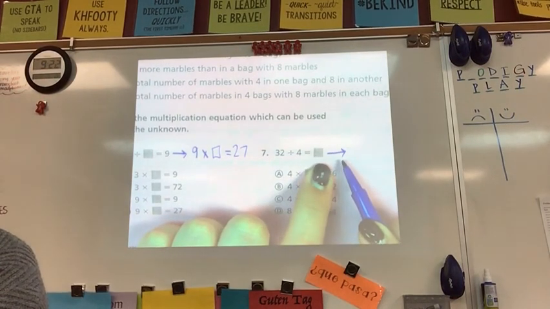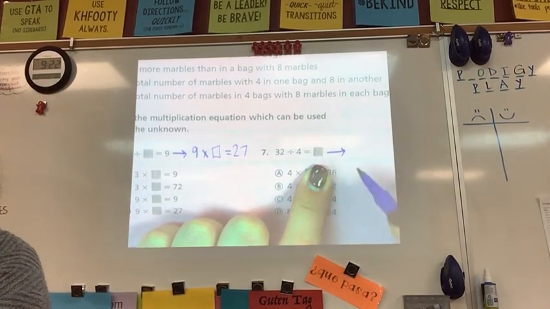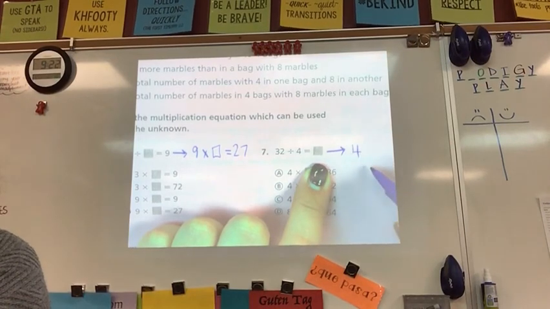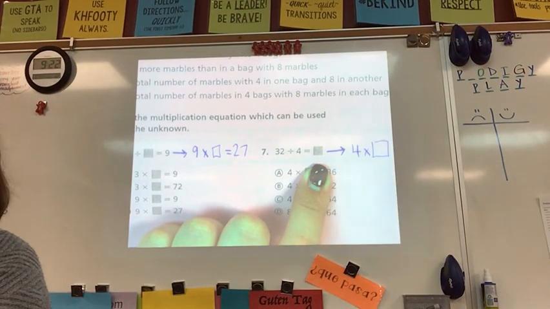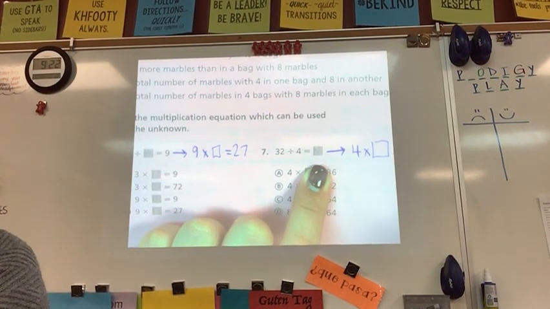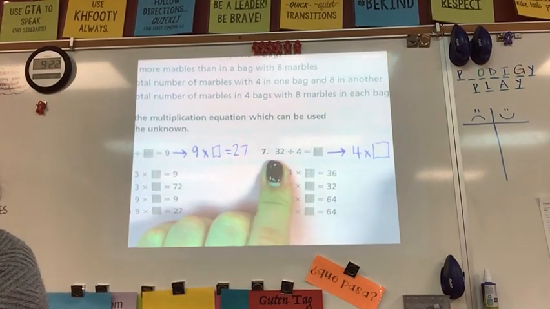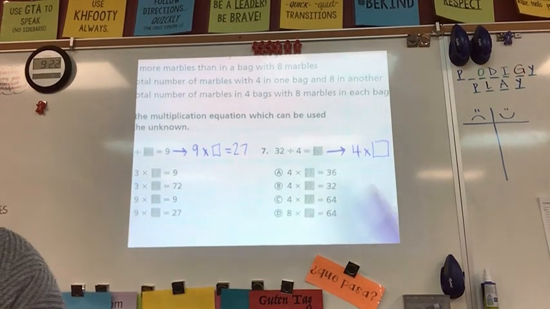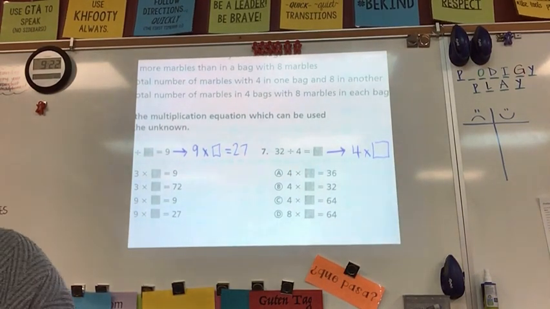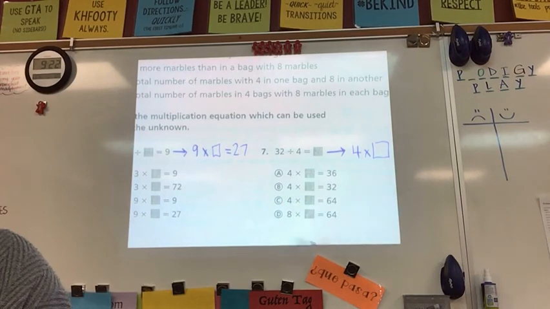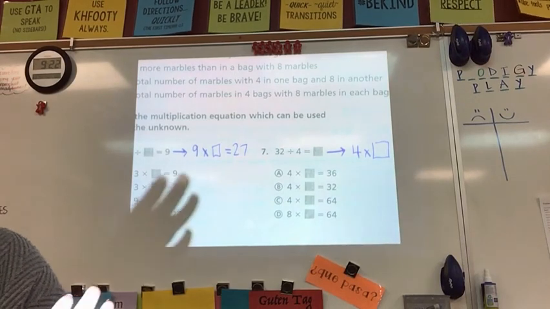Rylan? So you add the 4 times box and equals 32. Good. Or you could have box times 4, but she noticed they didn't start with the box at all. Do you see one that looks similar to that? Yeah. So you guys, oh, I'm impressed.